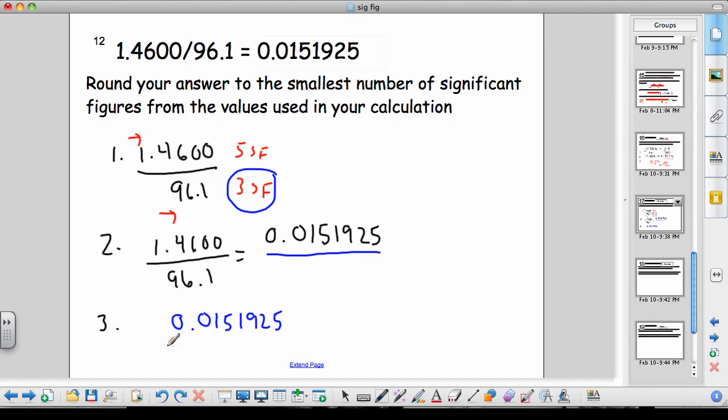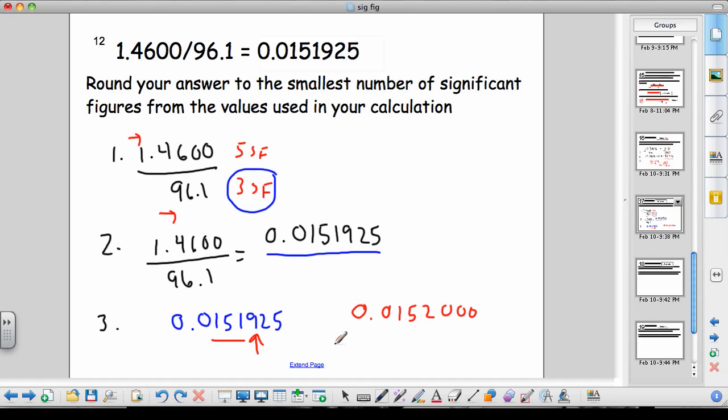So I'm going to underline the first 3 digits that are significant, and that's the 1, the 5, and the 1. I'm going to take a look at the number just to the right of that. That's this 9. If it's 5 or greater, I have to round up, which it is. So my 0.015, that last one's going to become a 2 because I have to round up, and everything after that's going to become zeros.